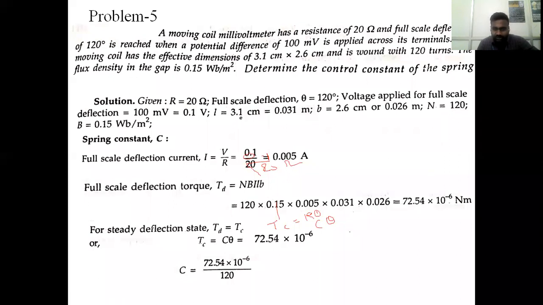Let us see the answer, that is 6.045 into 10 to the power of minus 7. Most of the people got the same correct answer. So is it okay? Is it clear? Most of the people are posting the same answers in the chat box.